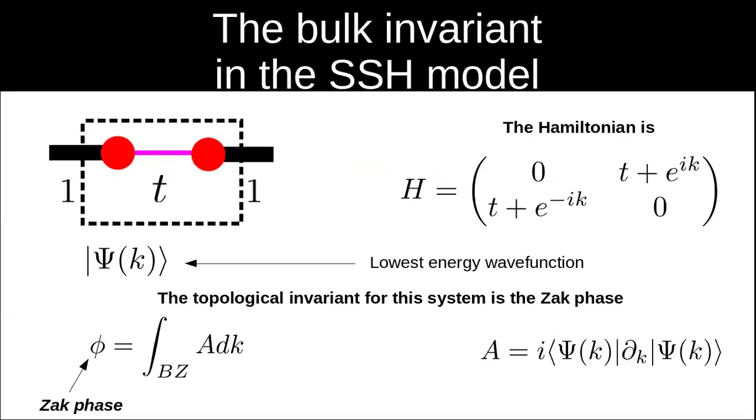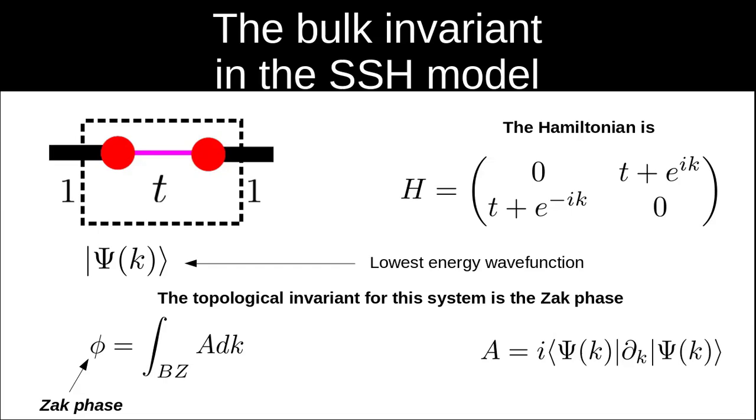Now, you have this 2x2 Hamiltonian, and you can start asking yourself, well, what is the wave function that I can get from this Hamiltonian, and how can I classify the topology of these wave functions? So the wave function for this Hamiltonian, in particular the lowest energy eigenfunction, is going to be psi k. And for a Hamiltonian that has a single parameter, one can define a relatively simple topological invariant, which is the so-called Zak phase, which in practice is just the wave function derivative with respect to k of your wave function integrated in the whole Brillouin zone.